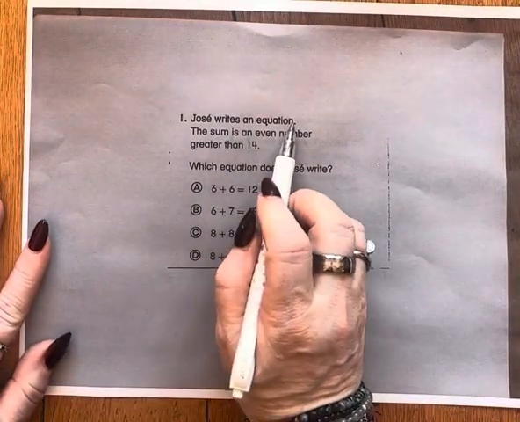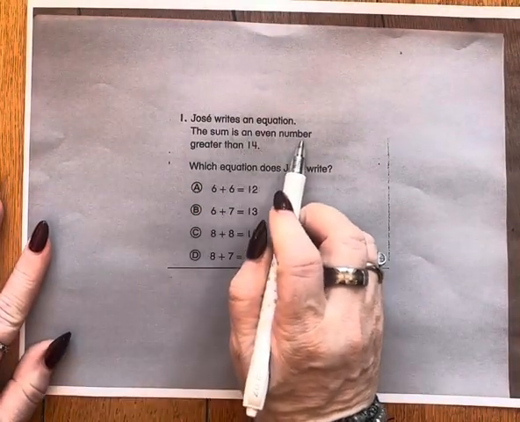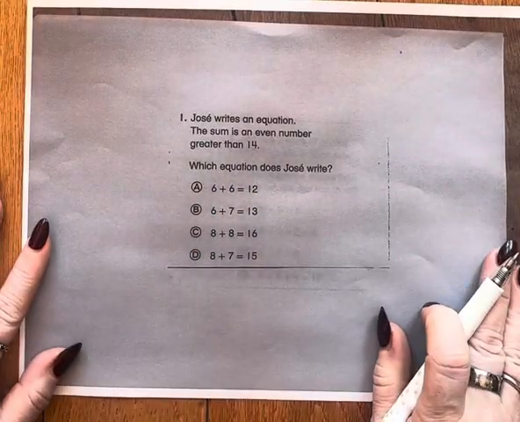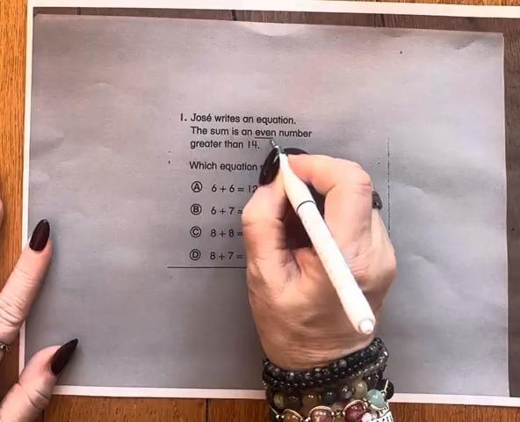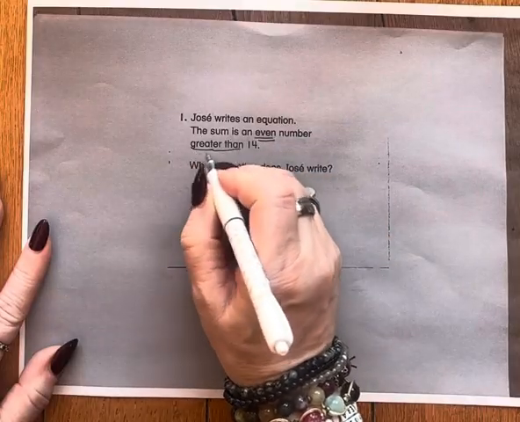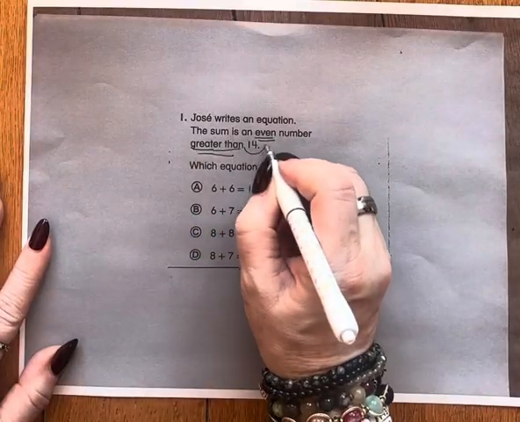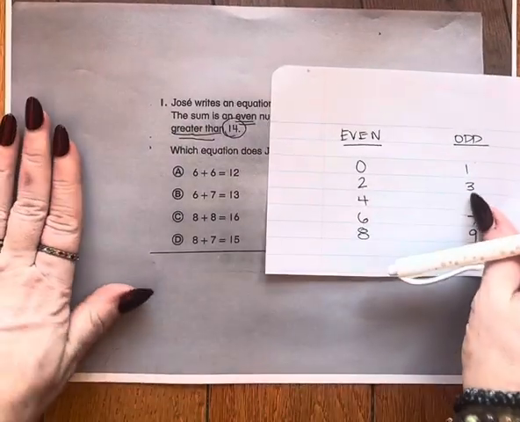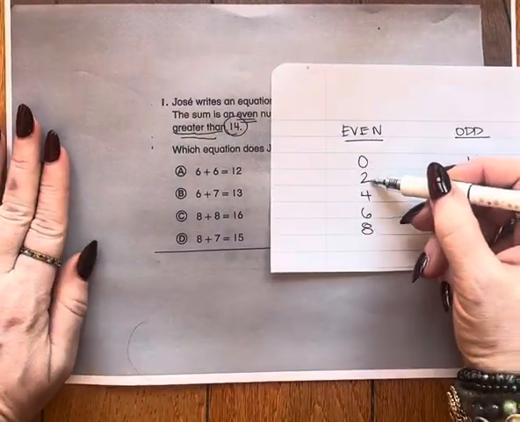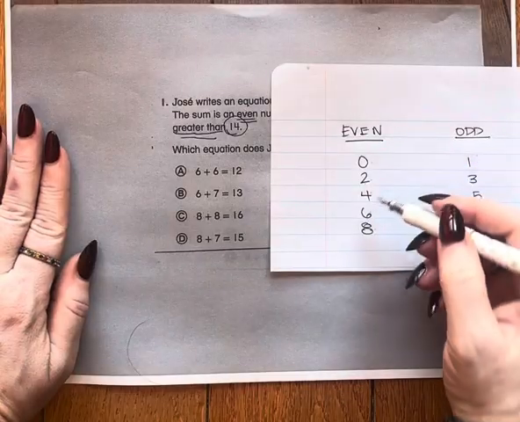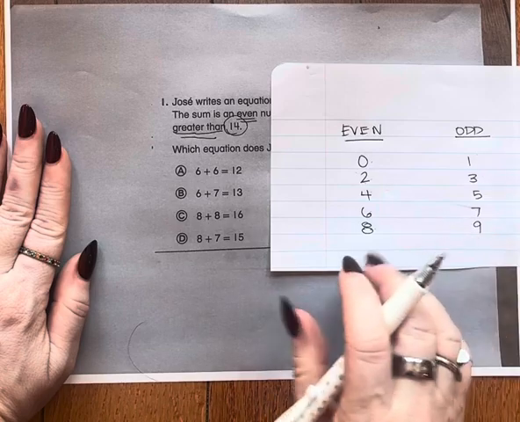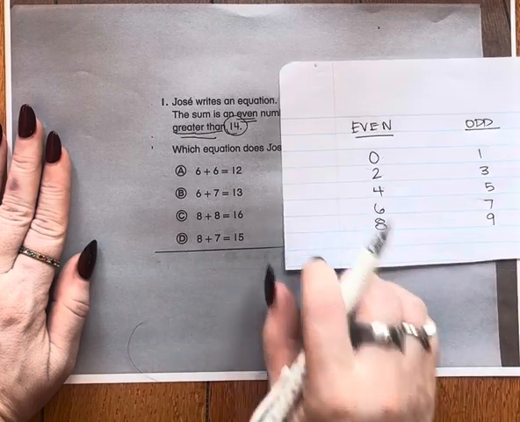Jose writes an equation. The sum is an even number greater than 14. Which equation does Jose write? So now I'm looking for an even number that's greater than or larger than 14. Well, let me look at my even numbers again. I have 0, 2, 4, 6, 8. So I'm looking for numbers that end in these numbers, but also greater than 14.